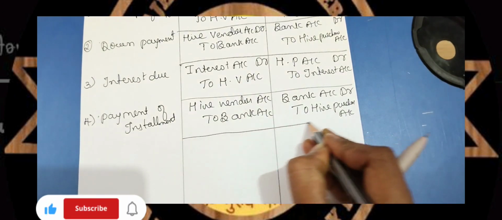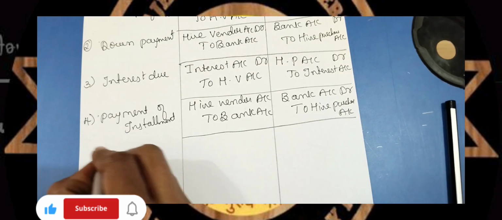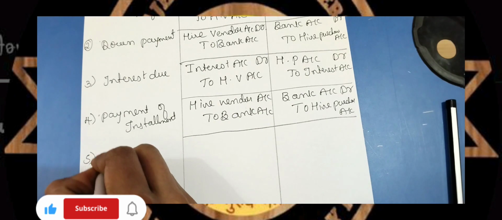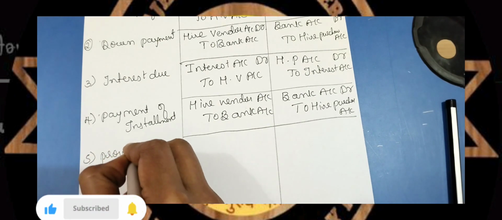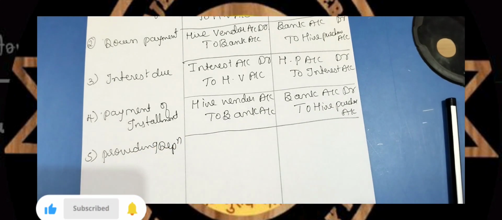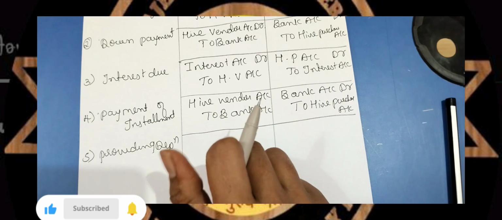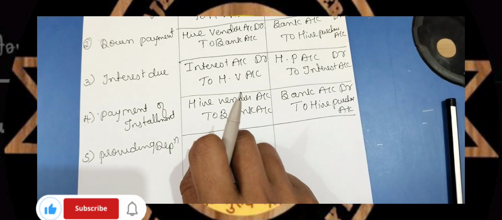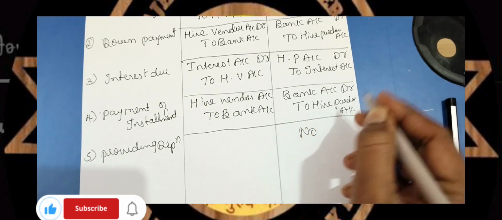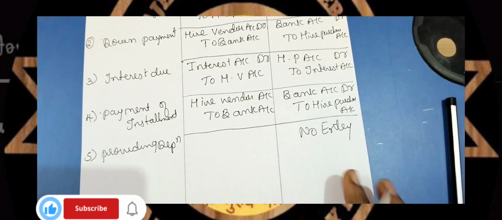The next transaction is payment, providing depreciation. He has purchased assets, no? He needs to provide depreciation for that. Here, only the hire purchaser is bearing the depreciation expenses. So there will be no entry in the books of the hire vendor. No entry here.